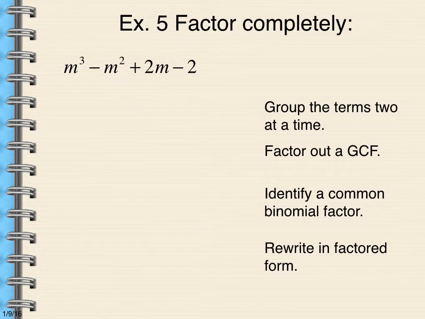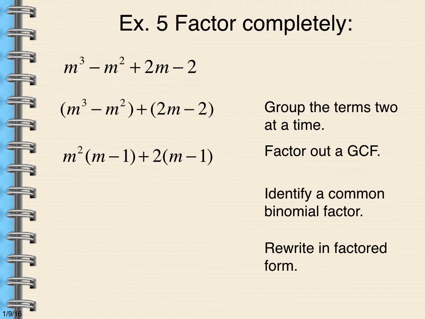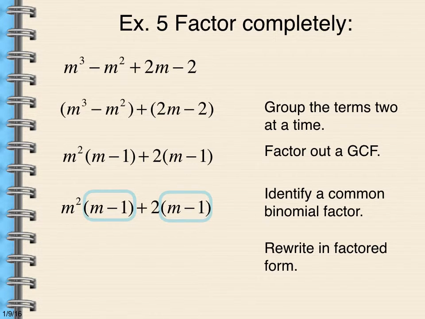Okay, one last example. Here we have 4 terms. There's no common factor. We can group these terms 2 at a time exactly the way we see them. We can pull out of the first group an m squared. Out of the second group we can factor out a 2. We can notice there is an m minus 1 binomial factor that's common to both. And so when we rewrite it in factored form, it will look like m minus 1 times m squared plus 2.